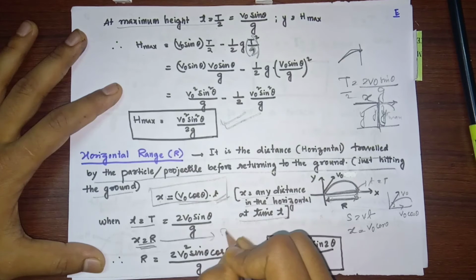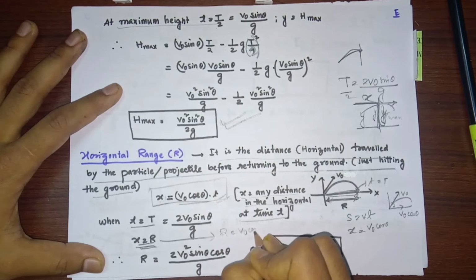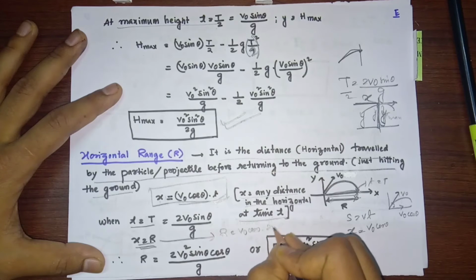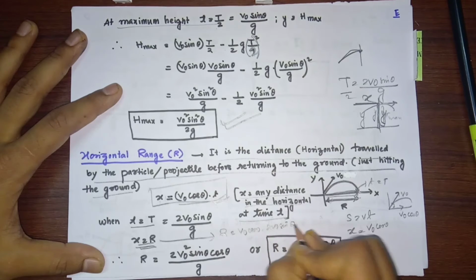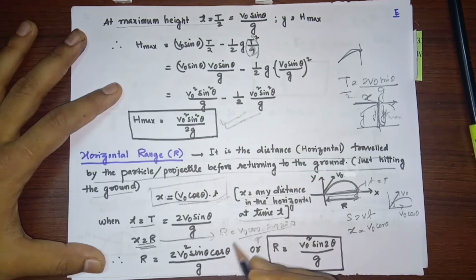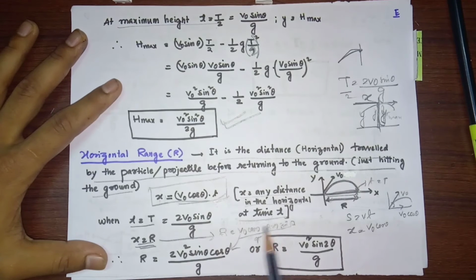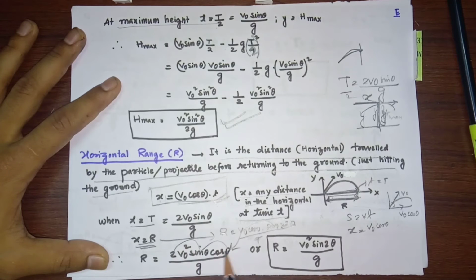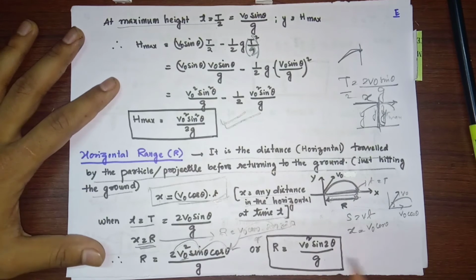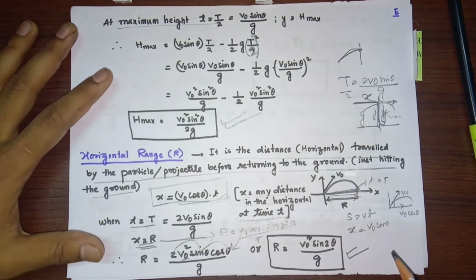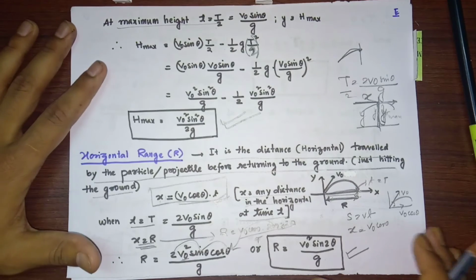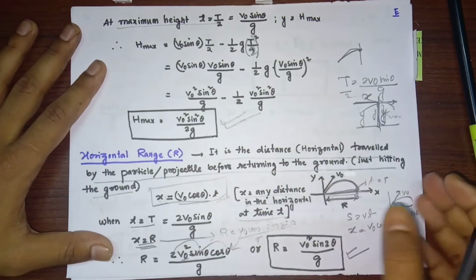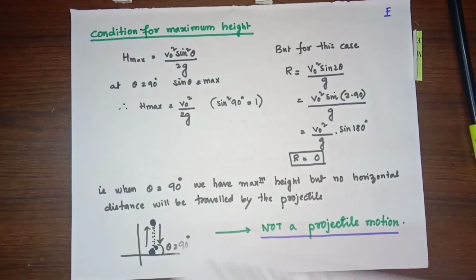So it is v naught cos theta into twice v naught sin theta by g, which is the value of capital T. Now if we solve it, it is 2 v naught square sin theta cos theta by g, and these 2 sin theta cos theta will give us sin 2 theta. That is v naught square sin 2 theta by g, and it is the value of the horizontal range of the projectile. Okay, so everything is fine.